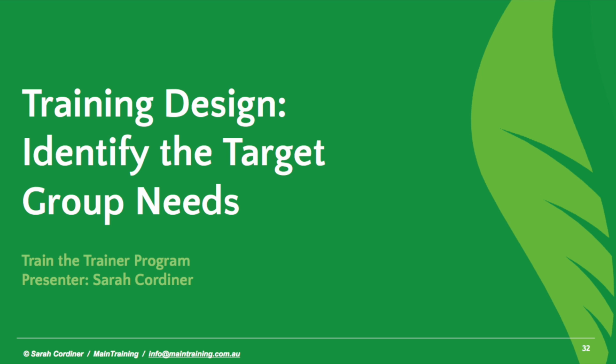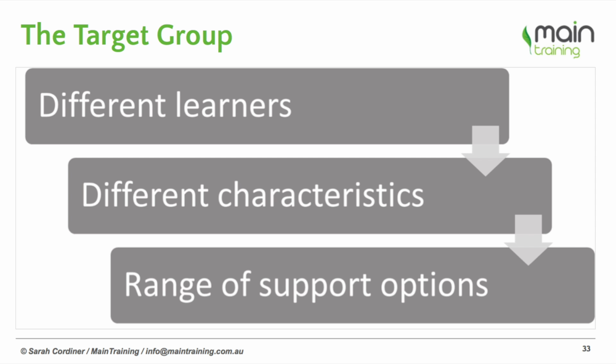When it comes to thinking about our target group, one of the important things to remember is that different learners have very different characteristics. They have very different learning preferences, learning modes, learning styles, very different environments, very different backgrounds, which means that the way we have to design and deliver our training needs to be very different as well.